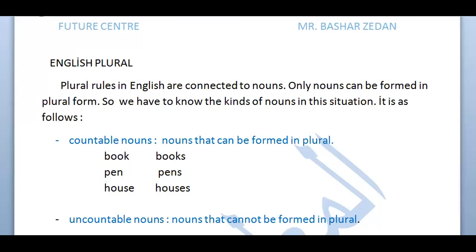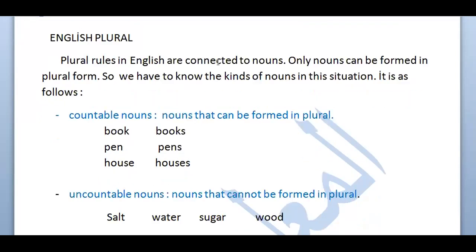نبدأ في درس في اللغة الإنجليزية. English plural. English plural يعني الجمع في اللغة الإنجليزية.